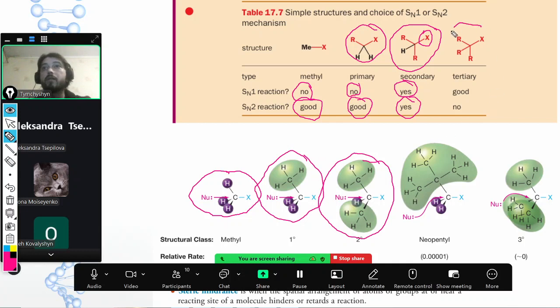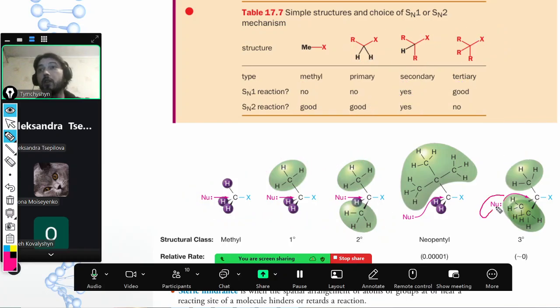If you have a tertiary structure, that's good for the SN1 reaction, because when X leaves, you have lots of carbon atoms, so you can delocalize your positive charge, and that's pretty okay. But you will probably have no SN2 reaction because it is quite sterically hindered. Your nucleophile just will not be able to squeeze in between these groups to get to that carbon atom.